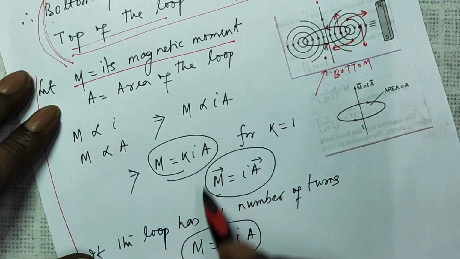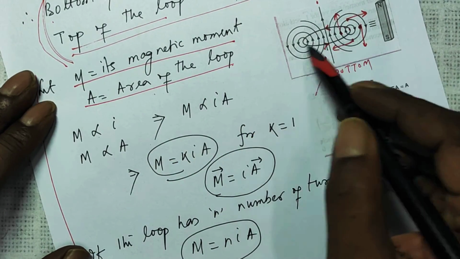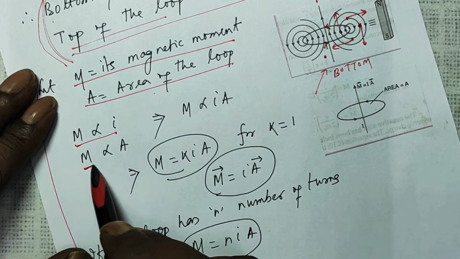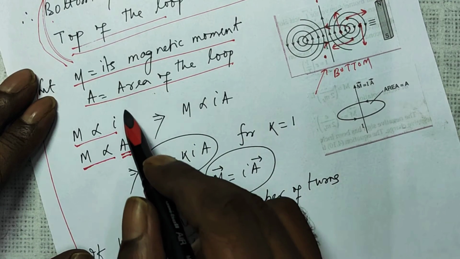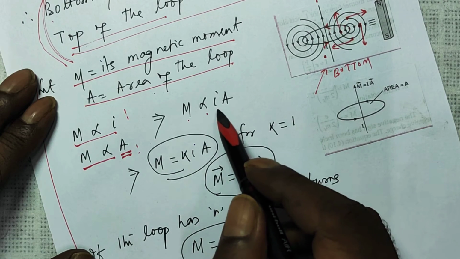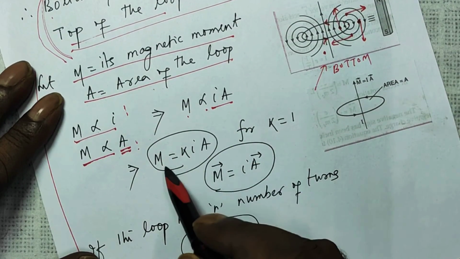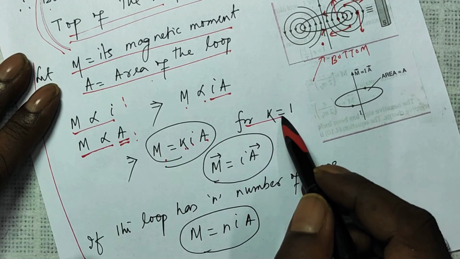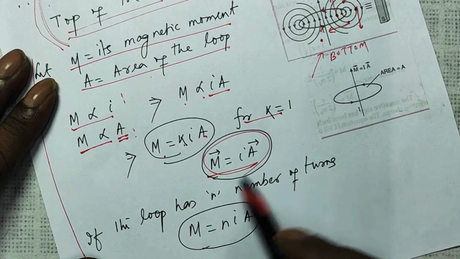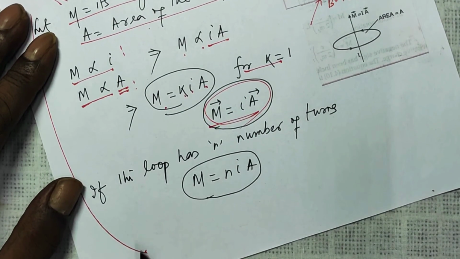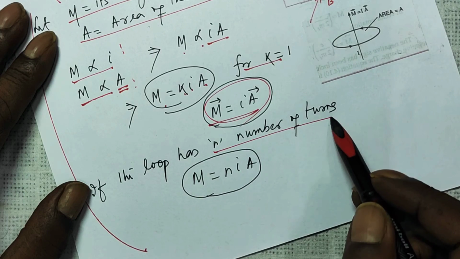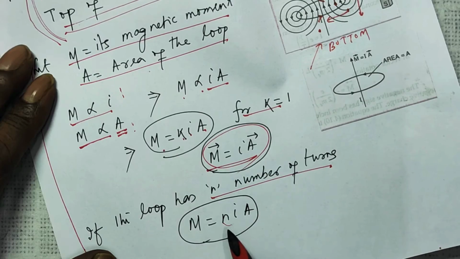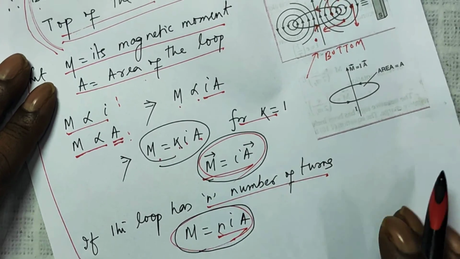Now it is found, let M be its magnetic moment, A the area of this loop. It is found the magnetic moment is proportional to I, and proportional to the area of the loop. Combining these two, magnetic moment is proportional to current into area. So magnetic moment is equal to some constant times current into area. If K is equal to 1, the proportionality constant, M is equal to IA. Now, this is for a single loop. If the loop has n number of turns, it will be n times IA.